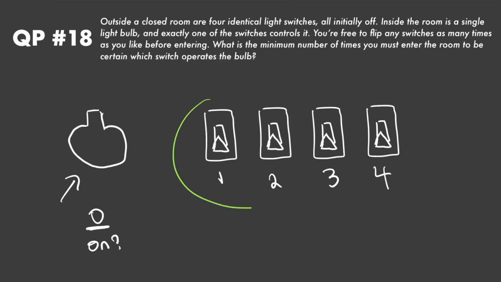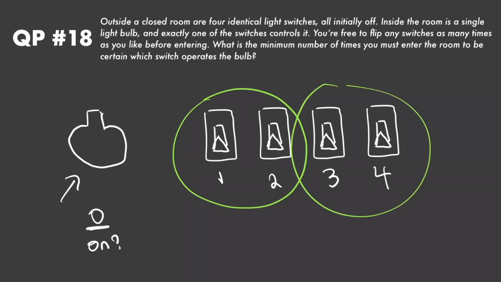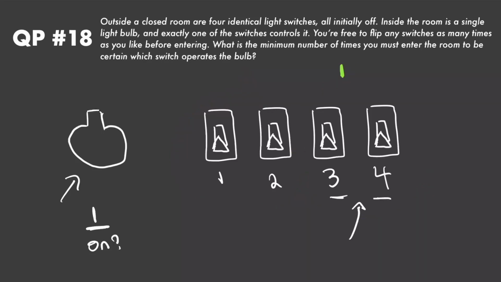Well, I can split my switches into 2 different groups. I'll call this group 0, and this group 1. Then we can flip both of these switches to the on position, both 3 and 4. Then if we go into the room and we see that the light's off, so this will be a 0, we know that the switch that controls the light bulb is going to be in group 0. And if instead the light was on, then we know that the switch that controls it will be in this group.